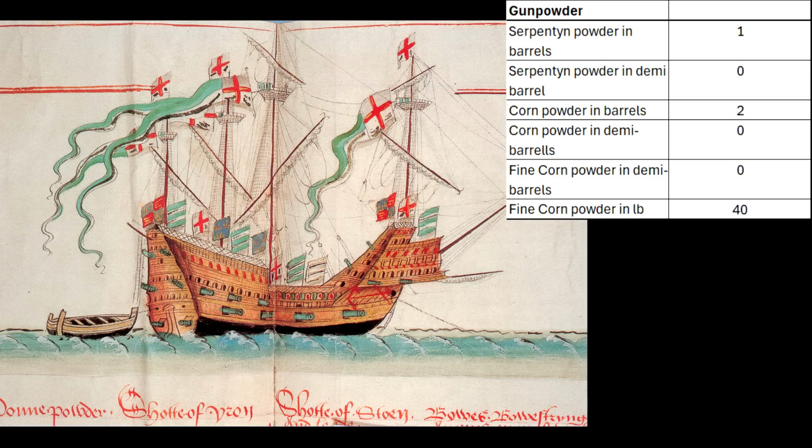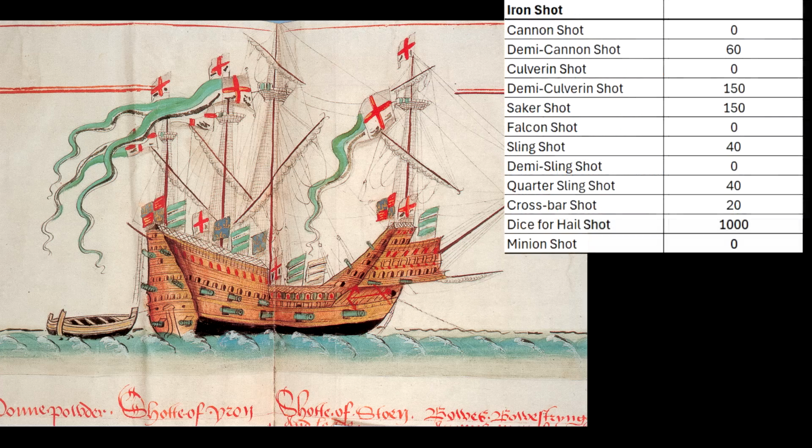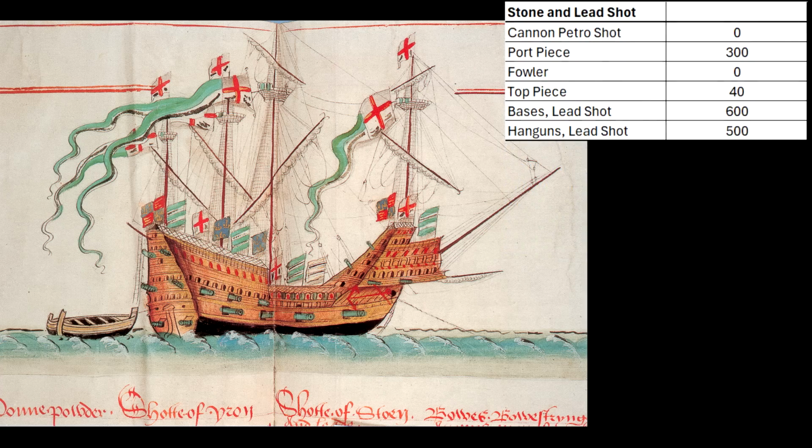Another thing that's interesting is that we find the first occurrence of powder not measured in lasts in the Antony roll. We still have just over 2 tons of corn powder, just 1 ton of serpentine powder, so we've lost a whole ton of that, but we now have 40 pounds of fine corn powder. But rather interestingly, the proportions of shot per gun have gone up again, and we have a reoccurrence of crossbar shot for the first time since Henry VIII, although per gun stone and lead shot allocations are pretty much identical, with perhaps just a little bit more ammunition for the bases.